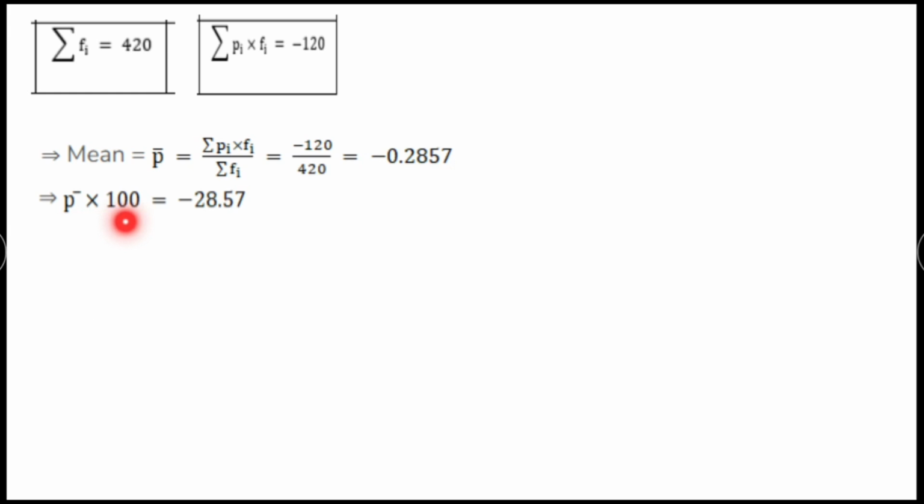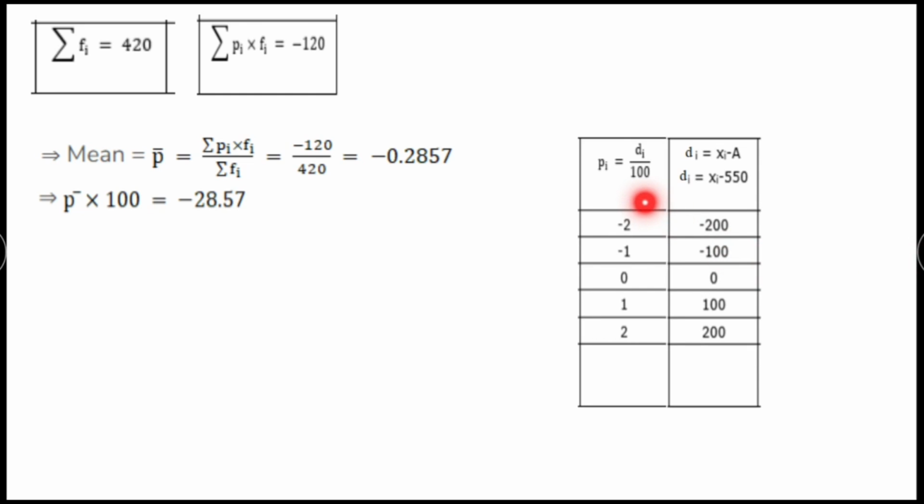So here Pi into 100 equals to, so this decimal point shifts 2 digits to the right-hand side. So we write minus 28.57 after multiplying both sides by 100. Now here, why do we multiply by 100? When we transfer this 100 to the left-hand side, we get 100 into Pi, that is the value of di. So we can write xi equals to a plus di. So we write here Pi into 100 equals to minus 28.57, that is, multiply both sides by 100.